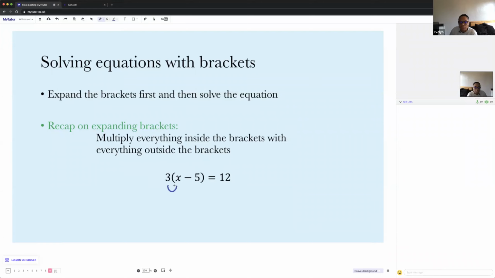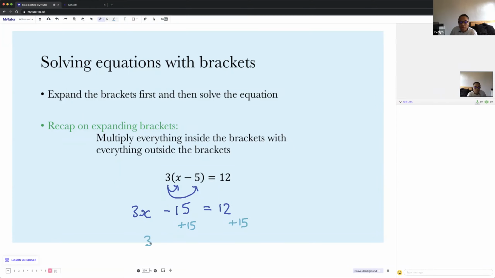So it'll be 3 times x and 3 times minus 5 to expand the brackets. 3 times x is 3x. 3 times minus 5 is minus 15. And then you have equals 12. And then we can go ahead and finish solving. So I want to get rid of this minus 15. So I'm going to add 15 to both sides.